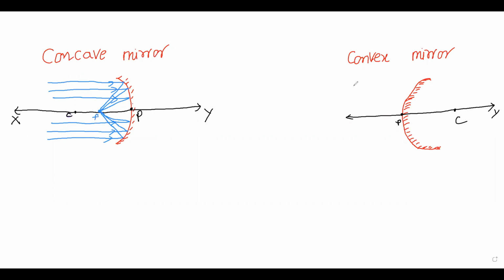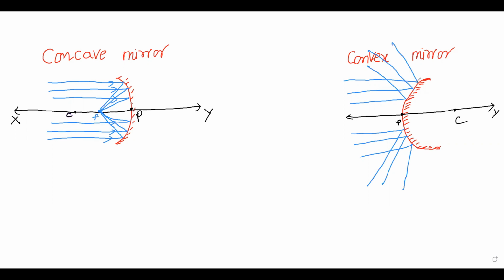In case of convex mirror, the parallel beam of rays, instead of converging, they will diverge. They reflect in such a way that they appear to be diverging from one point, and that point is called focus.